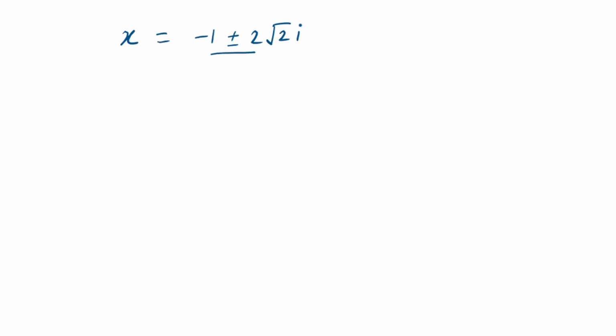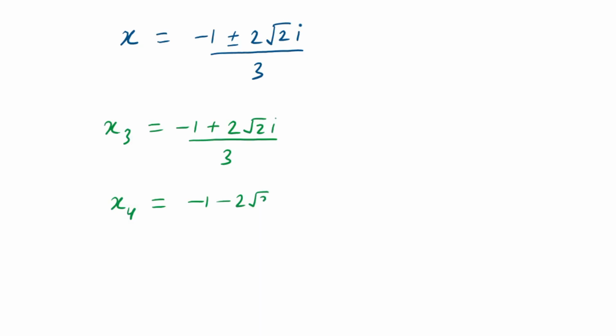iota over 3. Third solution, x3, is equal to minus 1 plus 2 times square root of 2 iota over 3. And the fourth solution, x4, is equal to minus 1 minus 2 times square root of 2 iota over 3. In this question we have 4 solutions. This is our final answer.